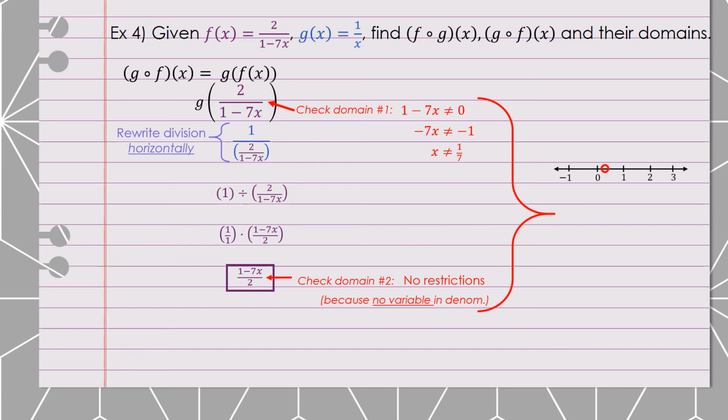Now domain check number 2 says there's no restrictions, which means there's no extra values that need to be taken out of the domain, which means we can shade to the left of 1/7 and we can shade to the right of 1/7. And so now that we can see our number line, we can confidently write our interval notation as negative infinity, comma 1/7, parentheses, union, parentheses, 1/7 to infinity.